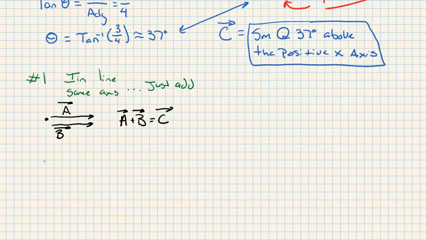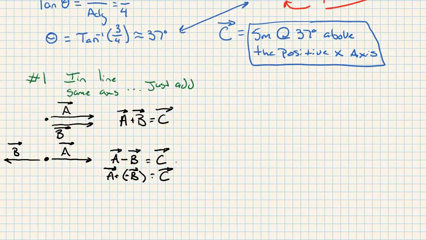And if they happen to be pointing in opposite directions, we'd have A vector, B vector. We'd have A minus B vector equals C vector. Or if you like to write it out more specifically, it's A plus-or-minus B vector equals C vector. That is situation number one. Always try and do that first.